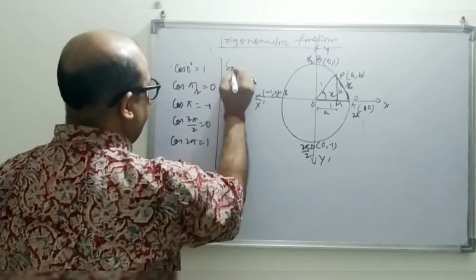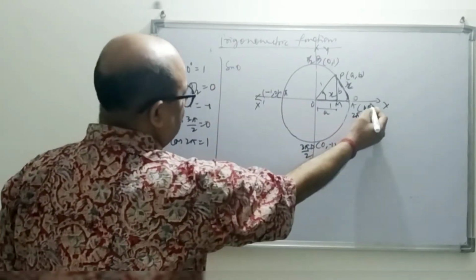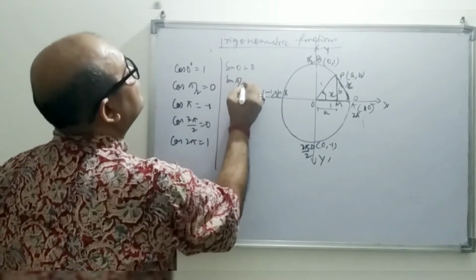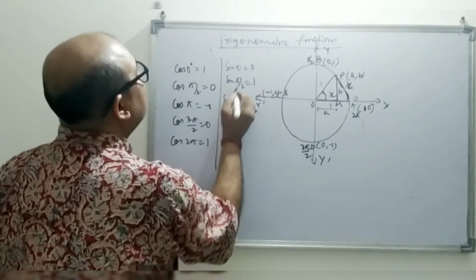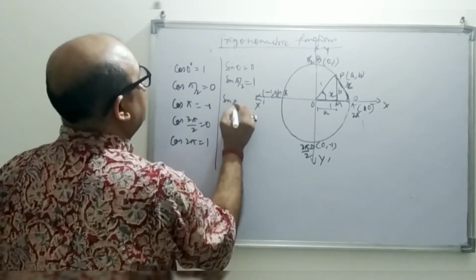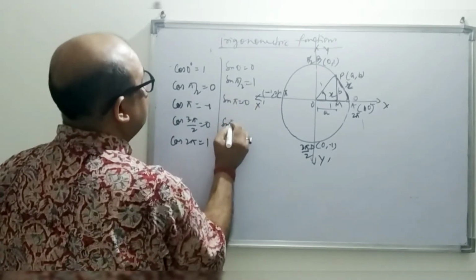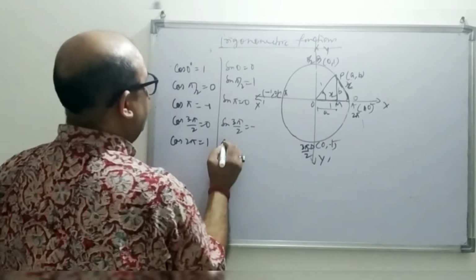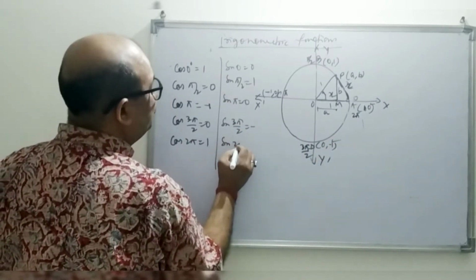Let us start with sine. Sin 0 is 0. Sin pi by 2 is 1. Sin pi is again 0. Sin 3 pi by 2 equal to minus 1. And sin 2 pi equal to 0.